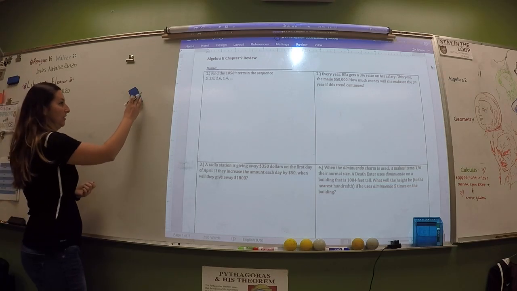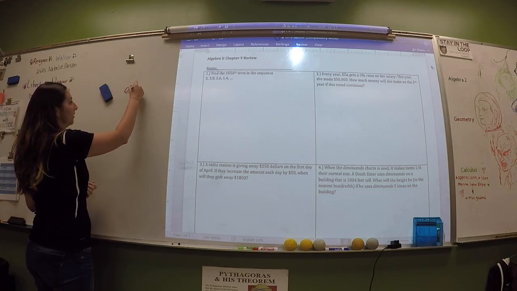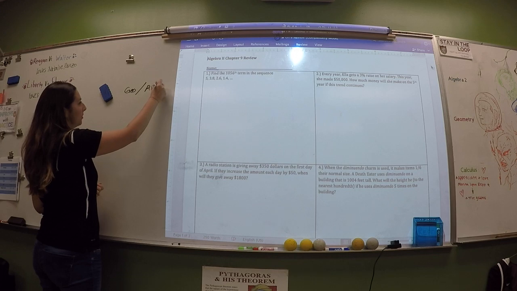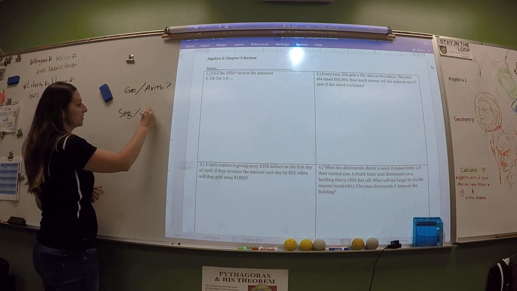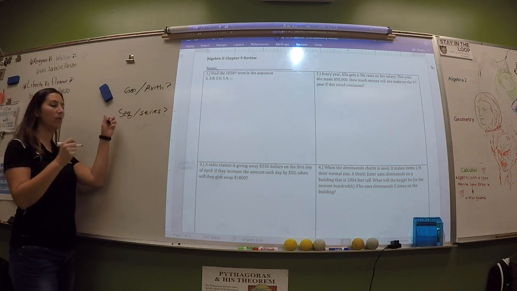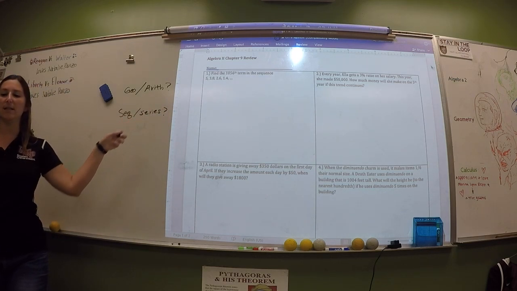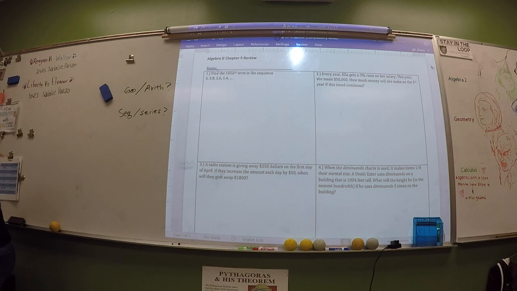Answer those two questions. Okay, geometric or arithmetic, and then is it a sequence or a series? A sequence is a future term, a series is a sum. Geometric, you're multiplying to get to the next term. Arithmetic, you're adding to get to the next term. Putting an emphasis on the word multiplying. There is no division in sequences or series.